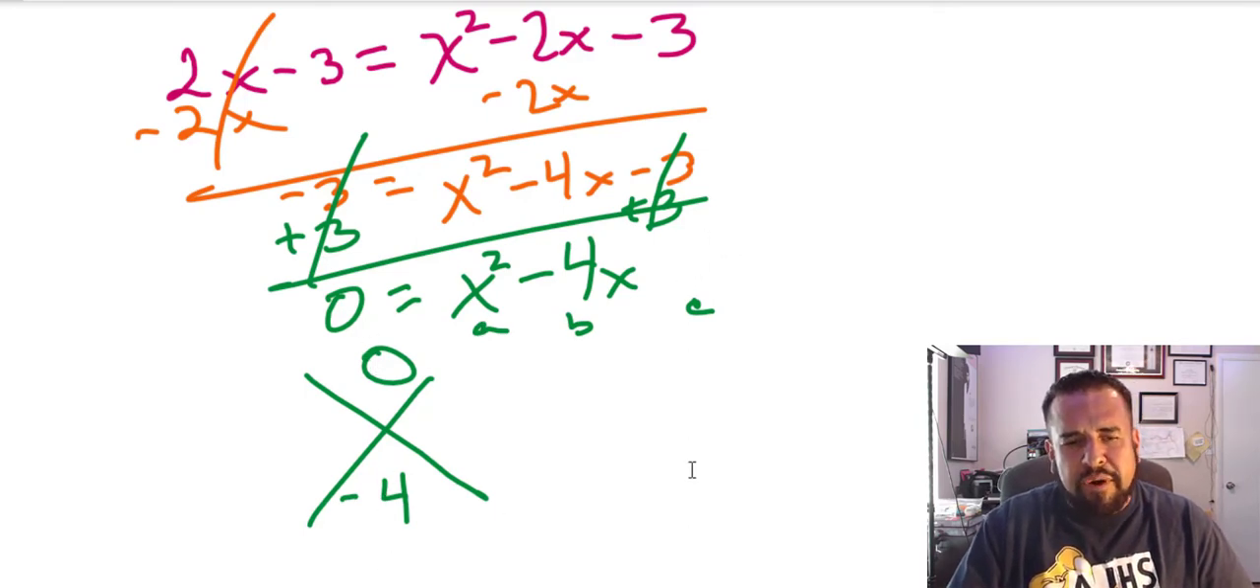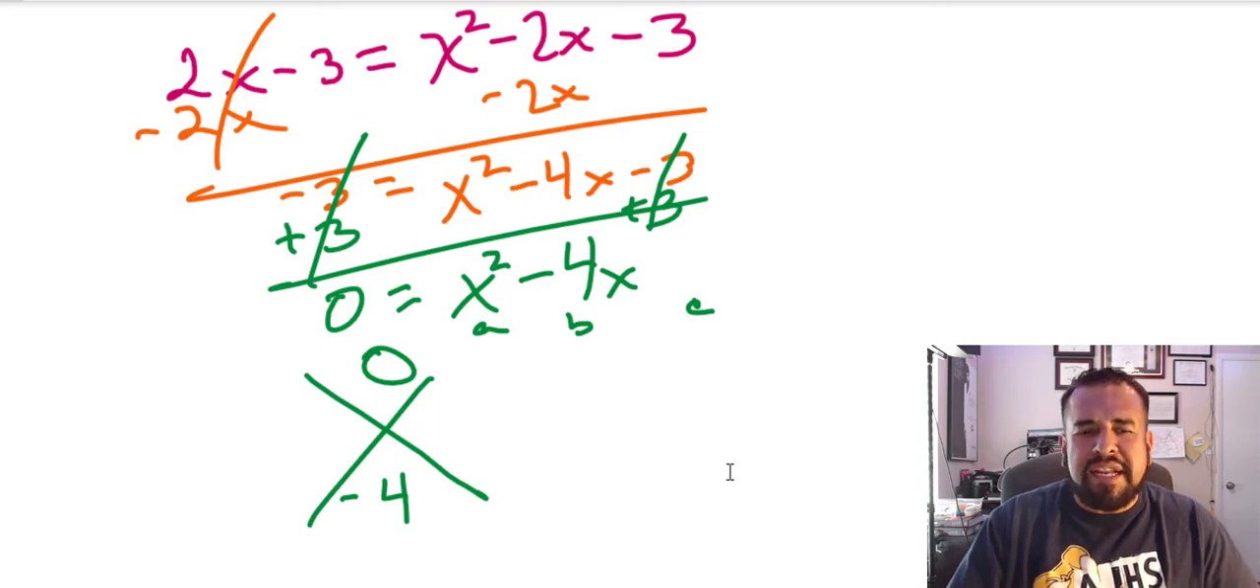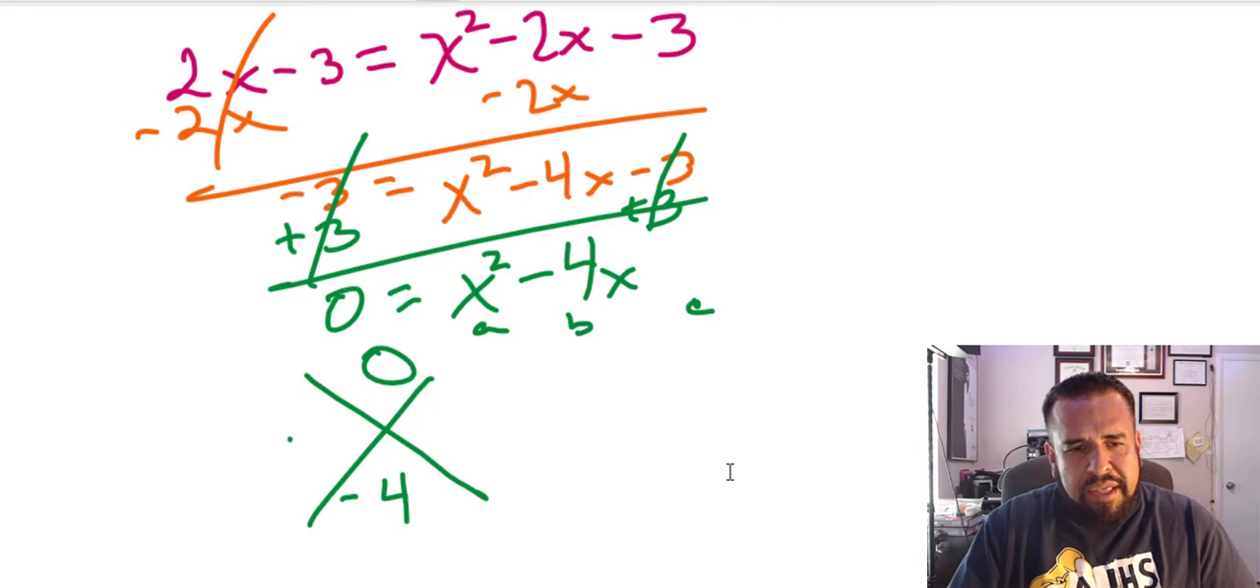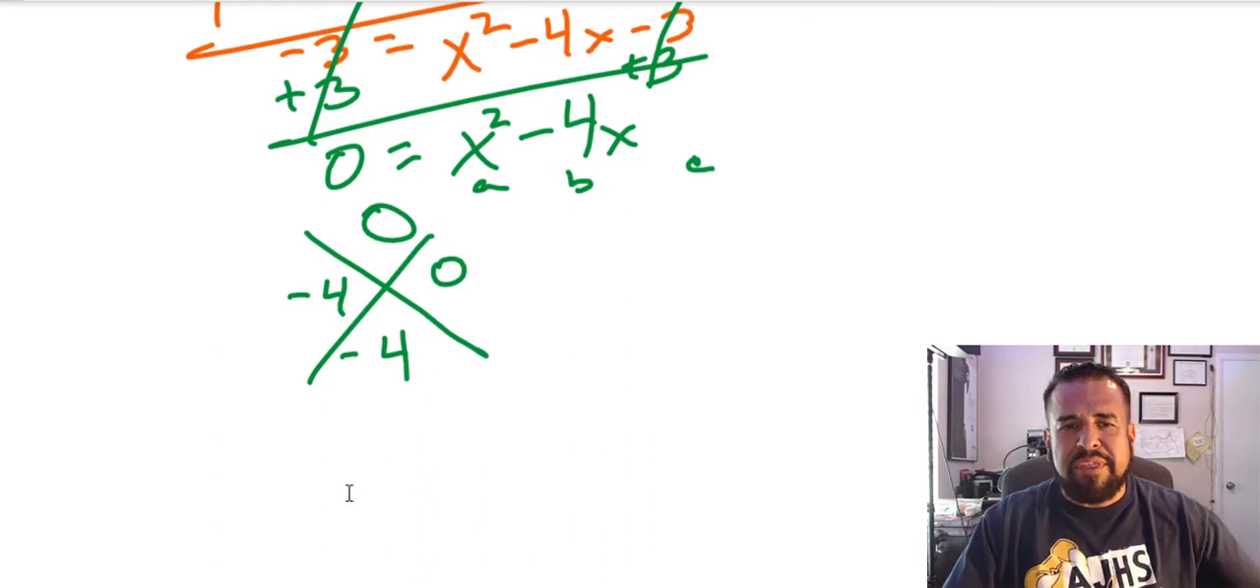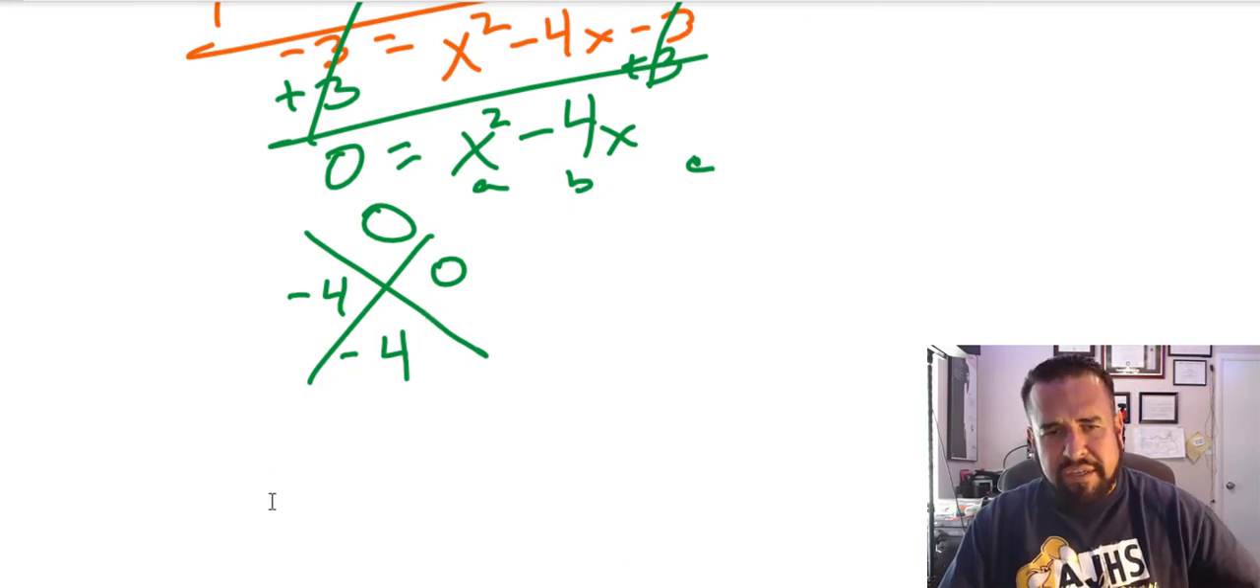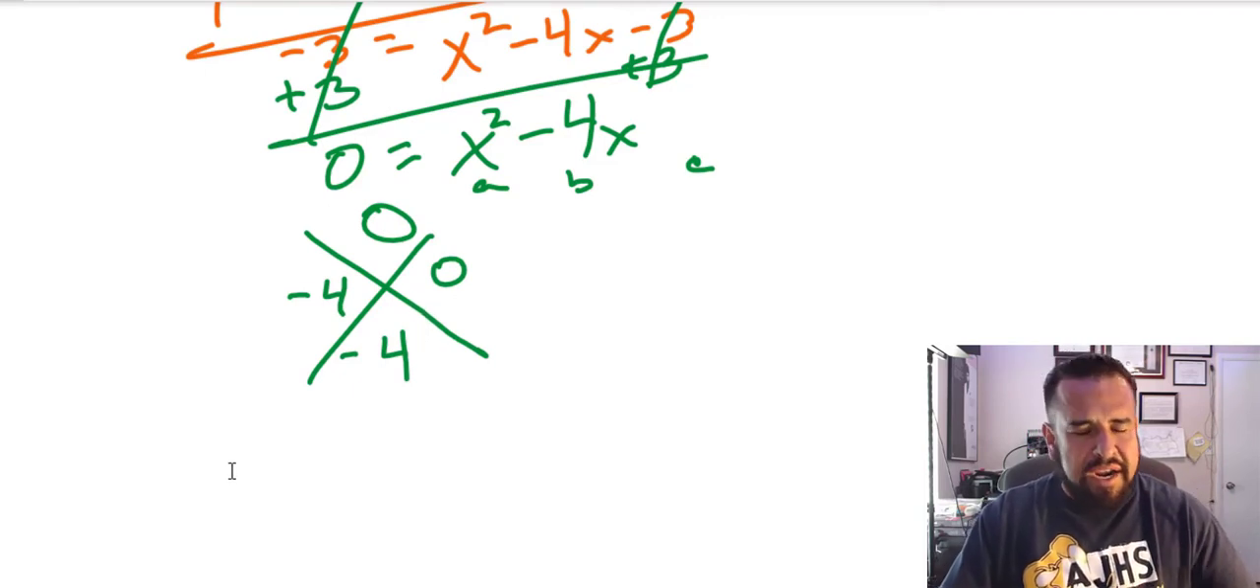All right, -4. The question is, what two numbers can I multiply to equal 0 but add up to -4? That's pretty simple. That would be -4 times 0. -4 times 0 equals 0. -4 plus 0 equals -4. Okay, that seems easy. Notice how this is different, but I still follow the process, follow the rules. All right, keep going through it.